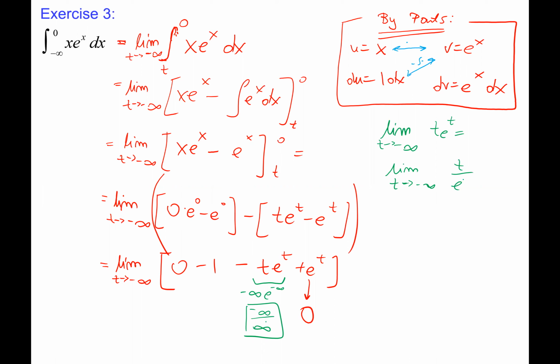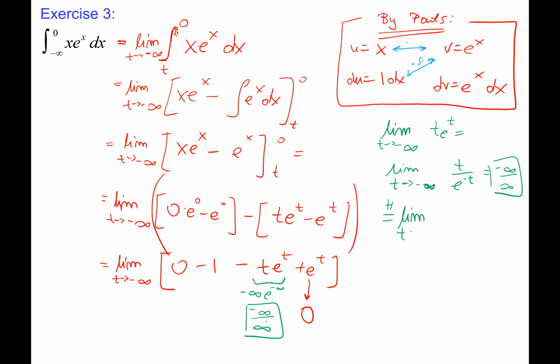T e to the negative t. That means I definitely have my ratio. And as I said one more time, this is negative infinity. This will be e to the positive infinity. This is my indeterminate form. I think I am allowed to use the L'Hopital rule.